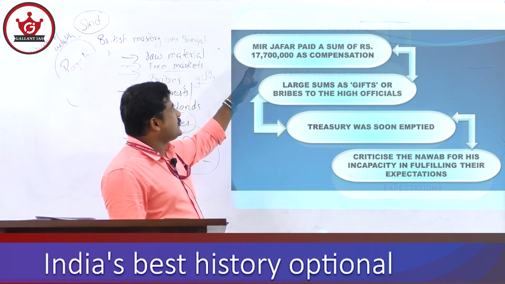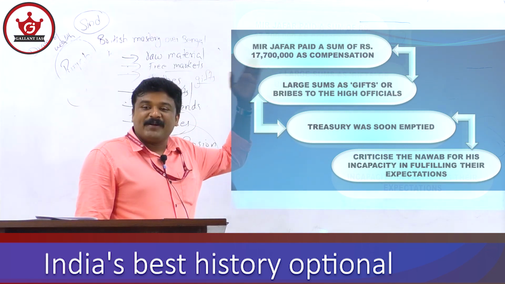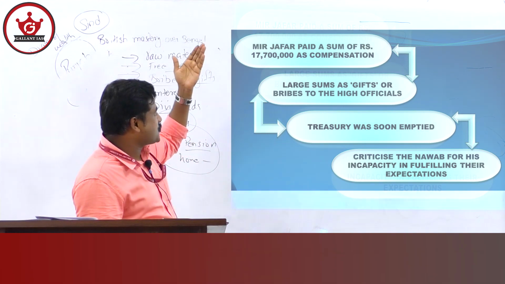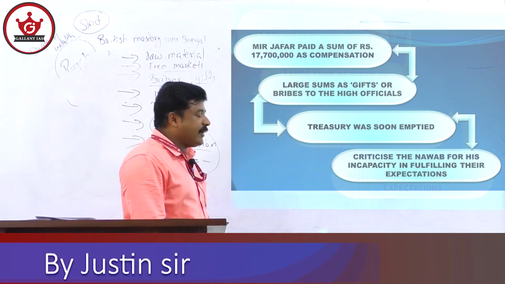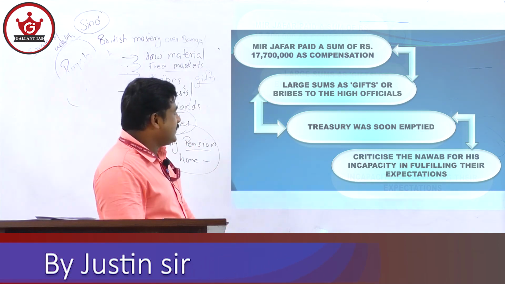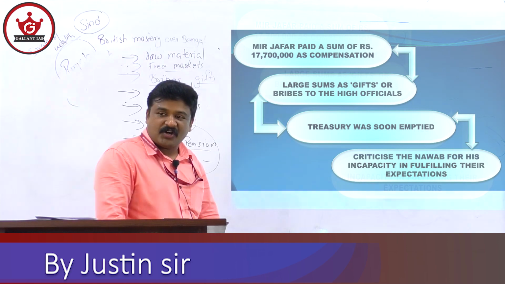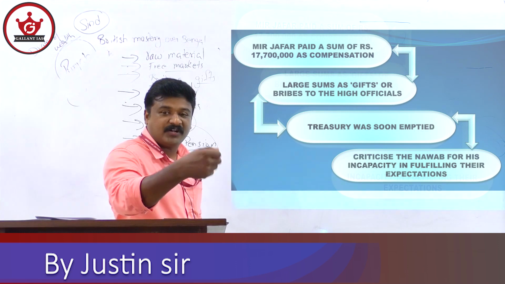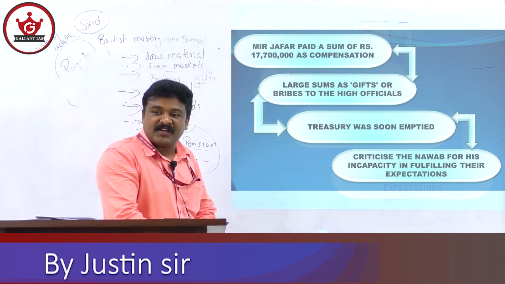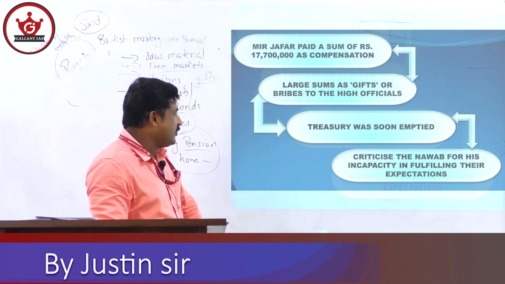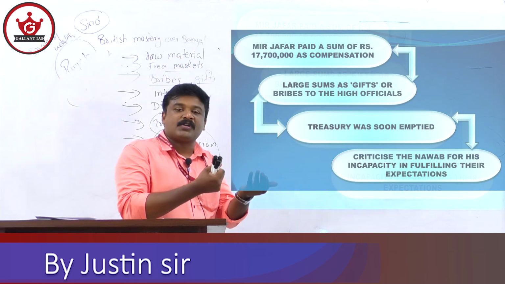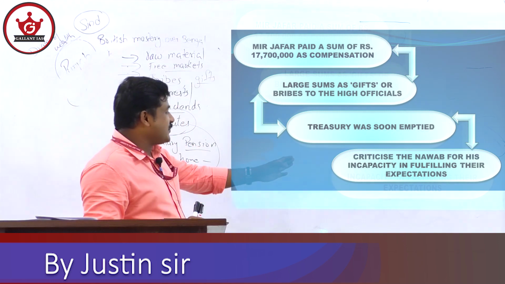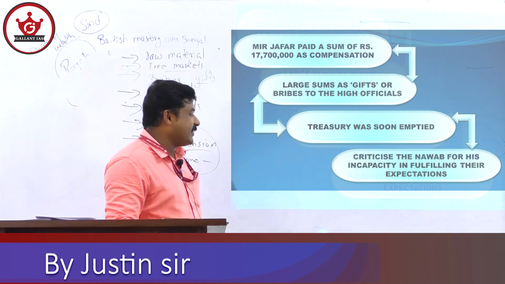Mir Jafar, see, he is paying compensations to the company. After Plassey, he started paying compensations to the company, large sums of gifts and bribes paid to the company's higher officials. Then treasury was soon emptied. Whenever the British came, he continued paying the British East India Company officials and administrators. Gradually the Bengal treasury is emptied. Nothing was left. They criticized the Nawab for his incapacity in fulfilling their expectations.